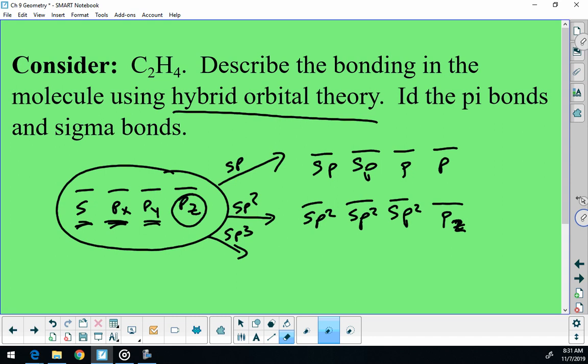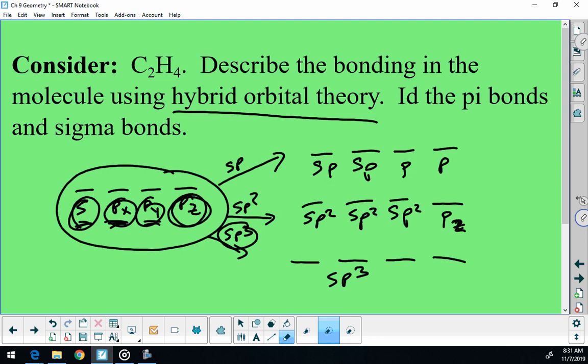And in that case, I'm going to get rid of the s and all 3 of the p's, and those are going to be replaced by 4 sp3 orbitals. Okay, sorry about that. And so I have 4 sp3 orbitals, and there will be no unhybridized orbitals when we have an sp3 hybridization.